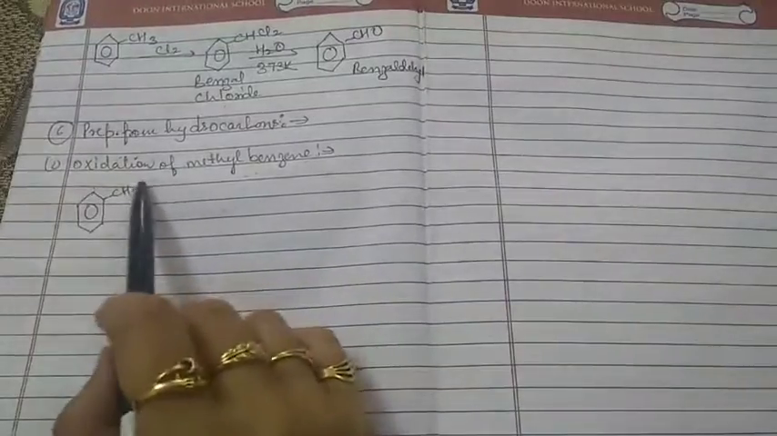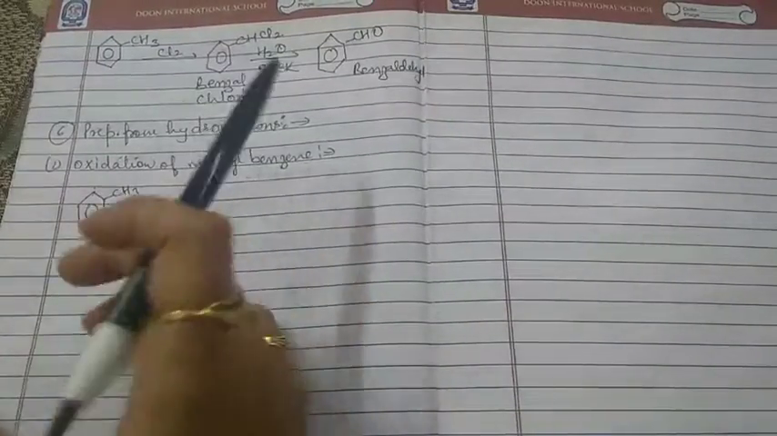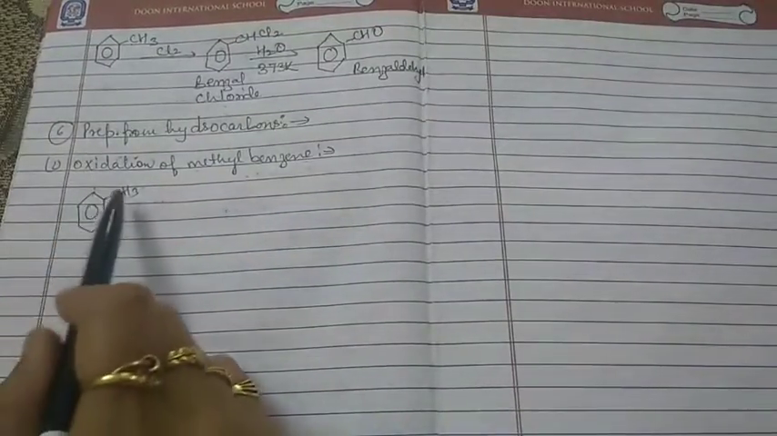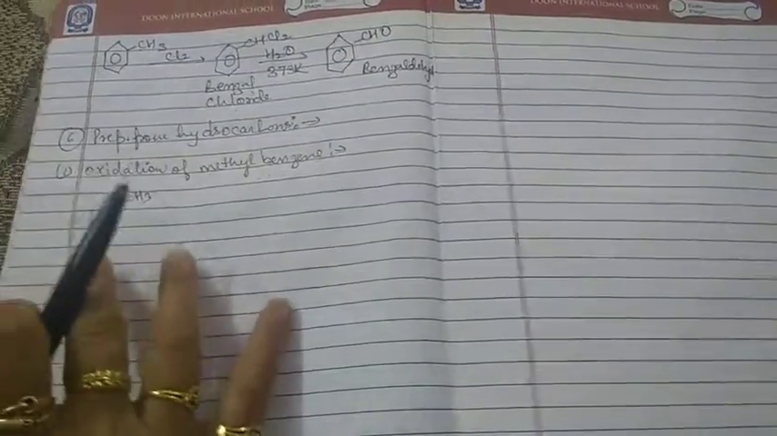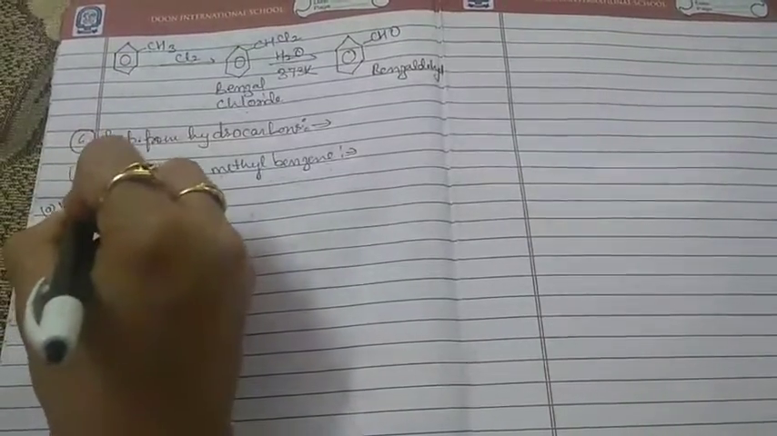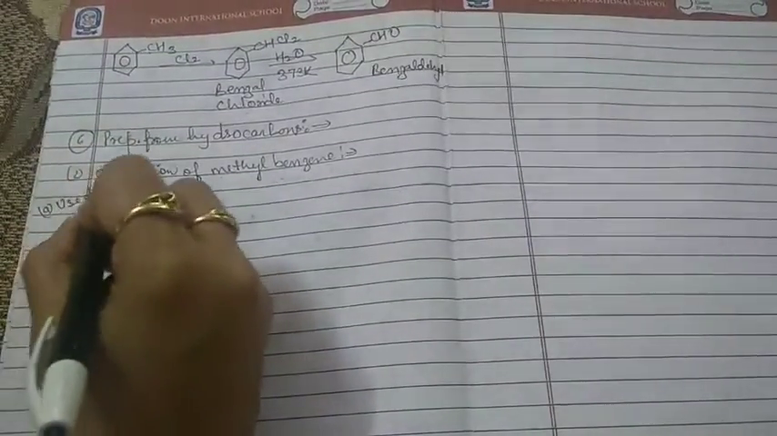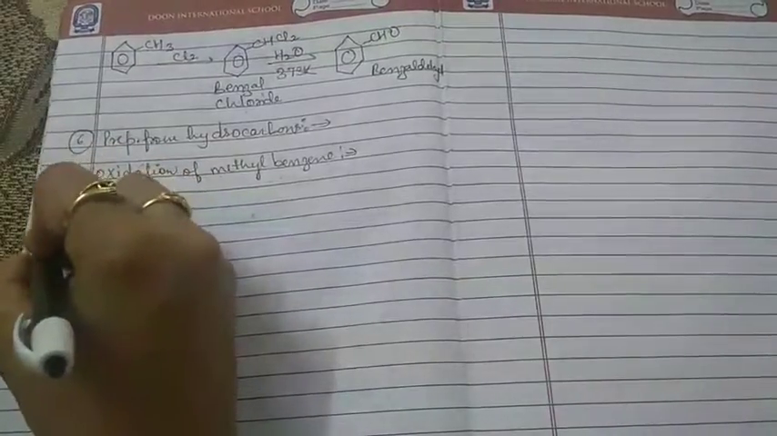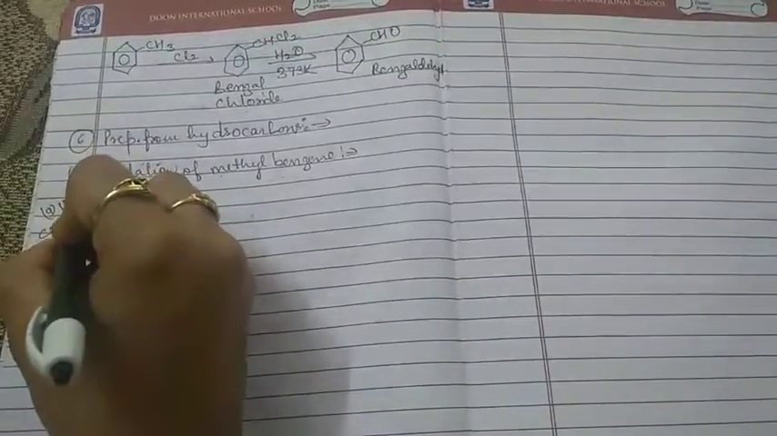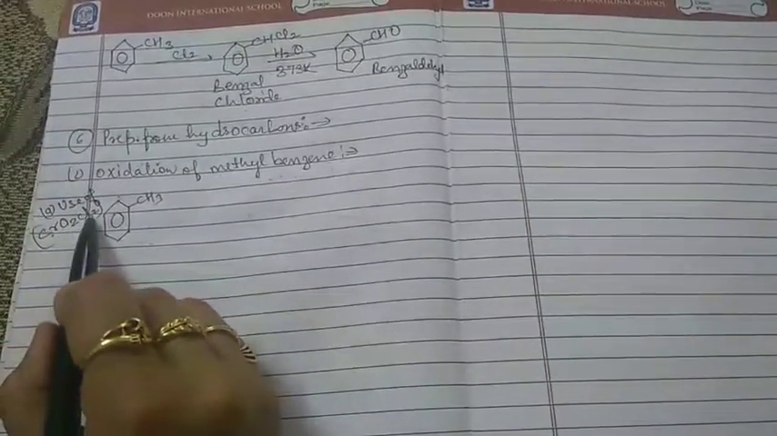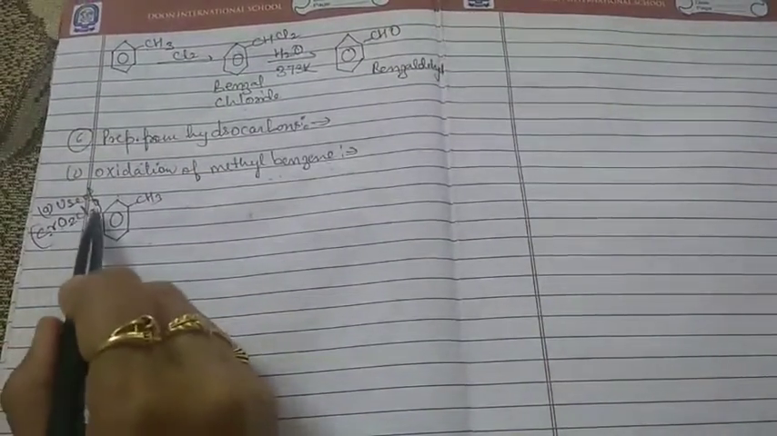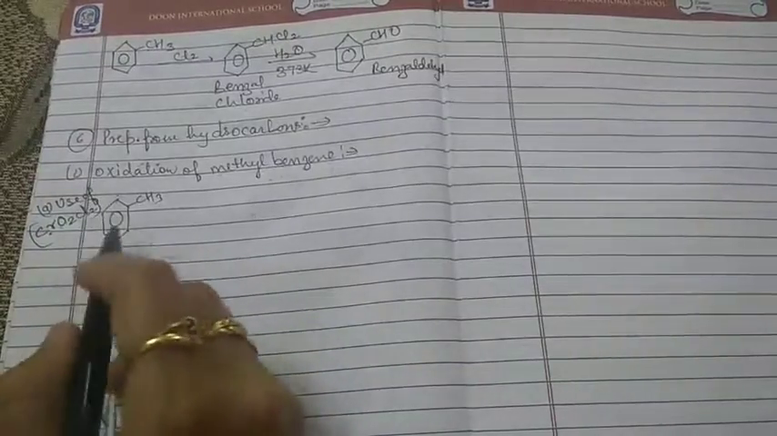Now under the oxidation of methyl benzene category, the first way to convert the methyl benzene to the aldehydic group is the use of chromyl chloride, and the formula for the chromyl chloride is CrO2Cl2. This is called the chromyl chloride. So this is the first method.